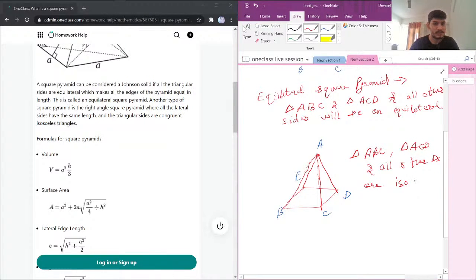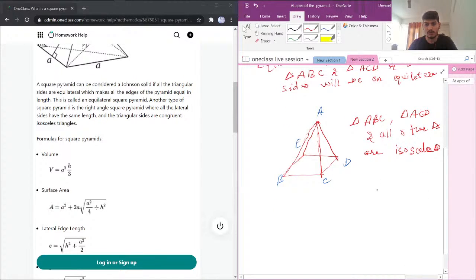What is the spelling of isosceles? ISOSCELES triangles. What isosceles triangle means is that here AB will be equal to AC, and if AC is equal to AD, then basically all these sides which I'm marking with this color, this side, this side, this side, and this side will be equal. In an isosceles triangle, the two edges of the triangle are equal.